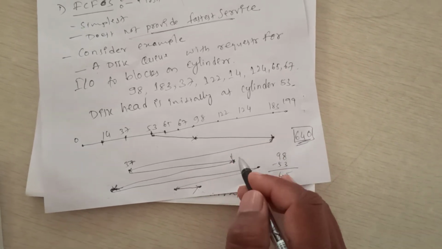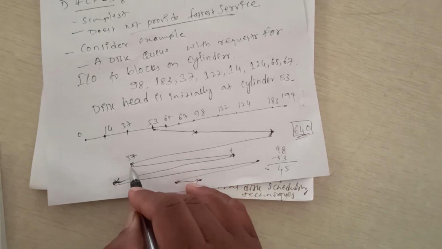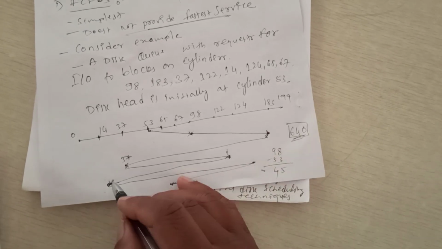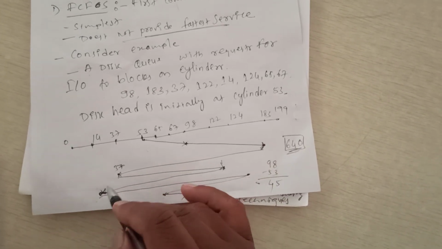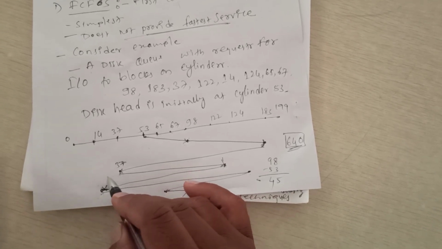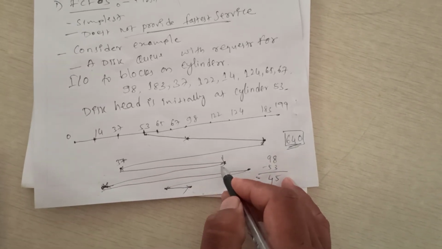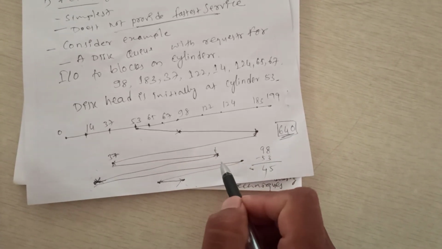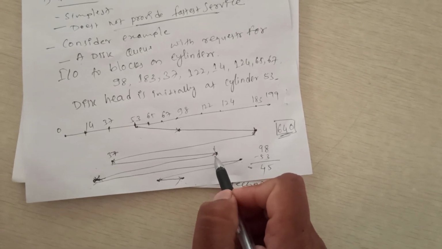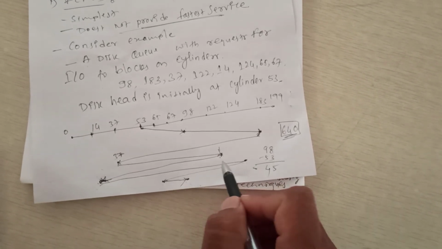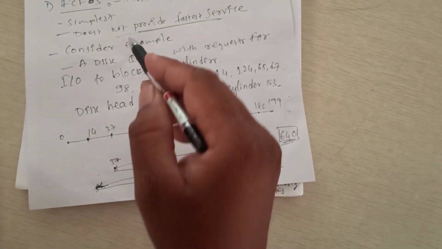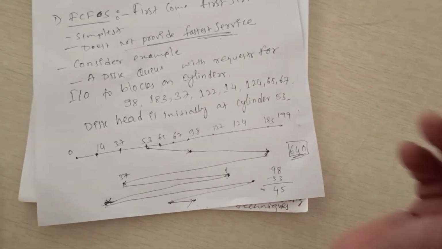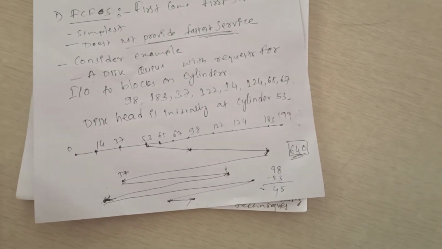Like that, take another example here. From 183 to 37 we have come, and from 37 we have gone to 122 without servicing the request 14. If you service 14 after 37, and then go to 122, then it will improve the access time. But here we are not servicing it directly, we are moving to 122 because it arrived first, before the request 14. That's why, on a first come first serve basis, it does not provide the fastest service. That is the problem we face with the first come first serve scheduling algorithm.